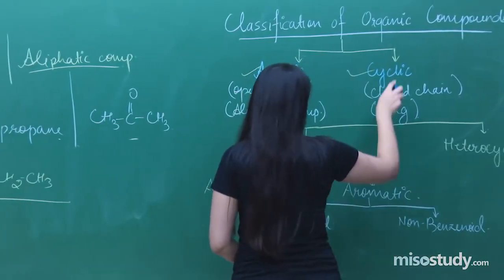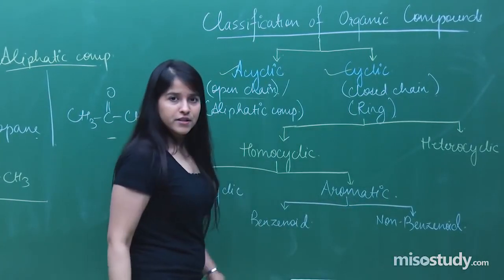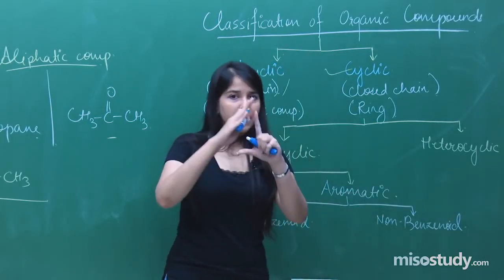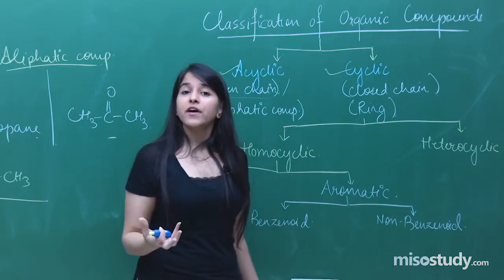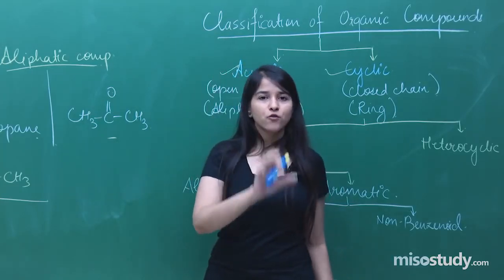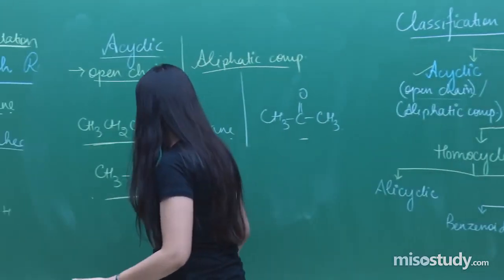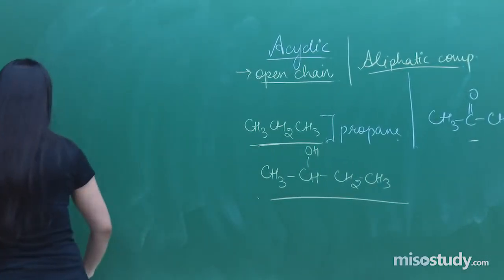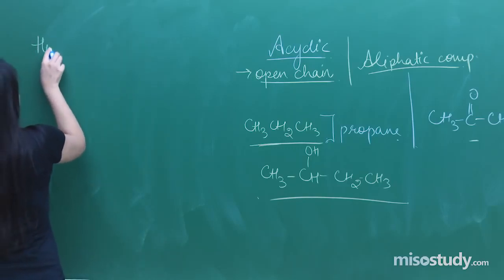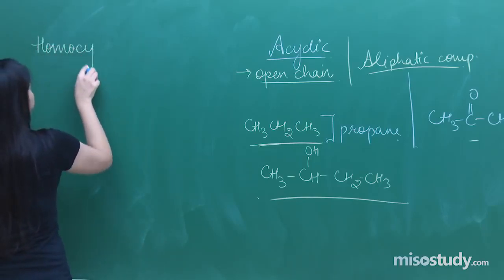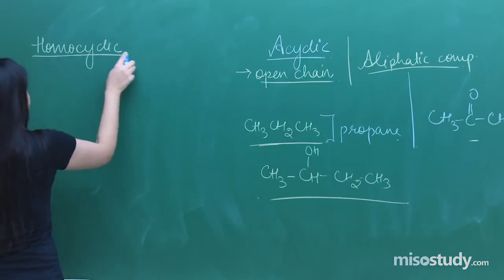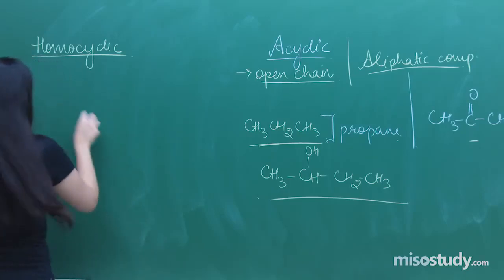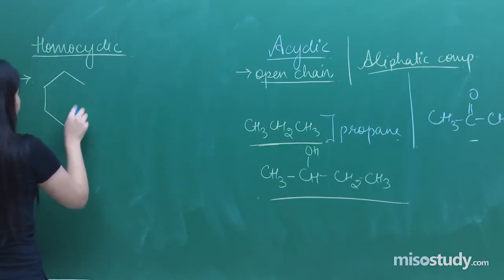So what does the cyclic ring have? Cyclic is divided into homo and hetero. Homo means having similar kind of atoms, and what kind of atoms am I dealing with? Carbons and only carbons. So let us move on to the homocyclic first. Homocyclic, I need to have cyclic rings here. A very simple homocyclic ring.